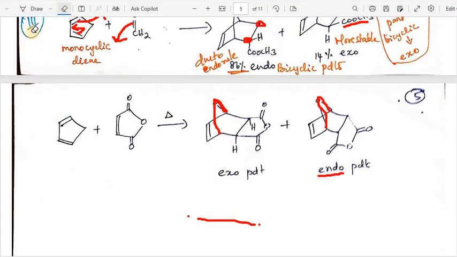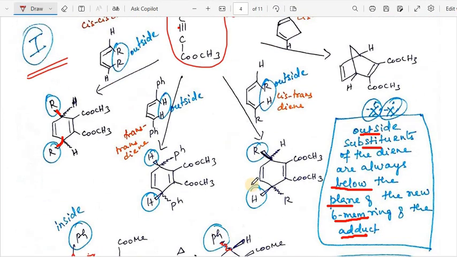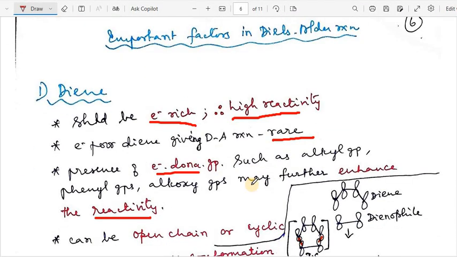Therefore, from these examples, the conclusion we are taking is that all Diels-Alder reactions are stereospecific in nature. And coming to the important factors in the Diels-Alder reaction, what is the criteria for a good diene? What is the criteria for a compound to act as a good diene?